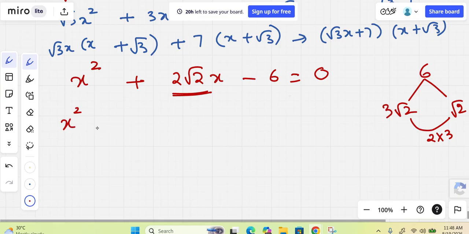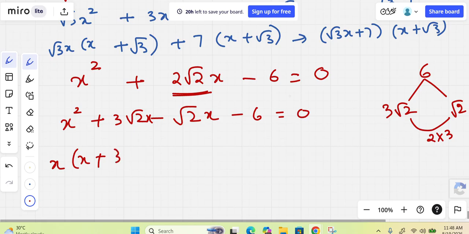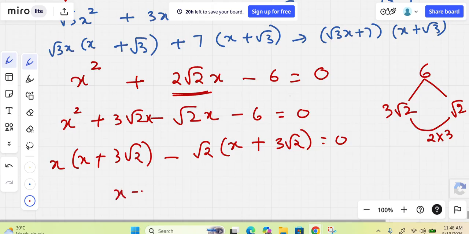So it will become x square plus 3 root 2 minus root 2, right? Yes or no? Because 3 root 2 minus root 2 will be 2 root 2. Then you take your common and you are done. Here what is common? Root 2 should be common. Understood? Because I should get only x here. Root 2 into what? So x minus root 2 and x plus 3 root 2 is the answer.